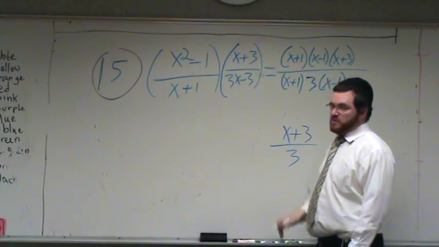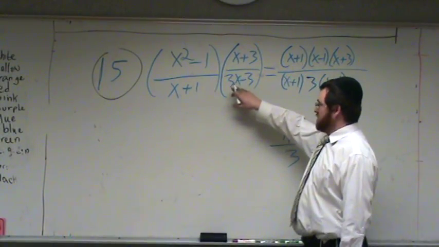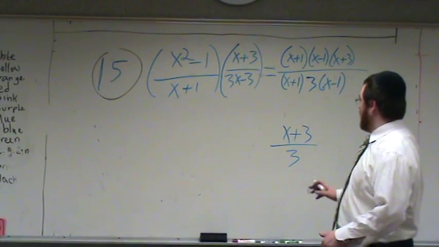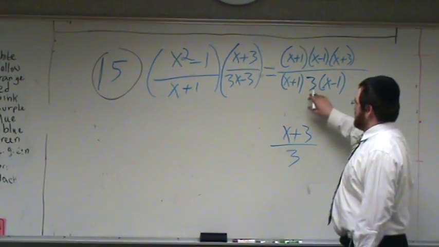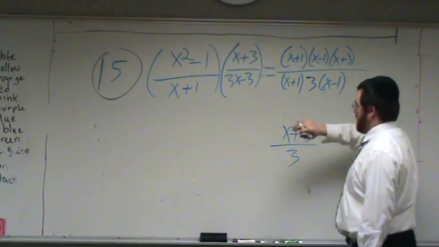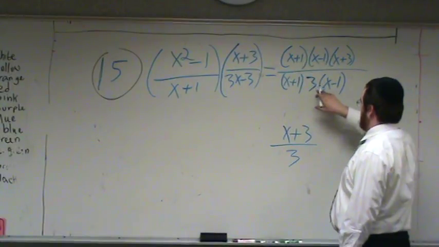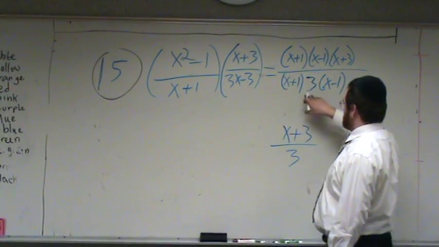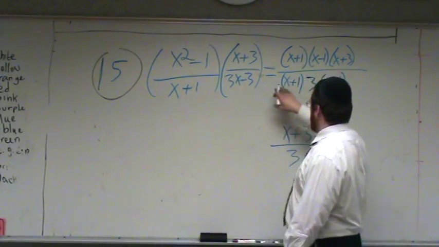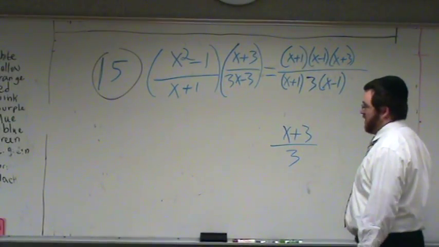And we have times x plus 3 over, now 3x minus 3 has a number in common that you could divide it by. That number is 3, because 3 times x is 3x, and 3 times negative 1 is negative 3. So 3x minus 3 is equal to 3 times x minus 1. So we have x plus 1 over here, and 3x minus 3 is 3 times x minus 1.